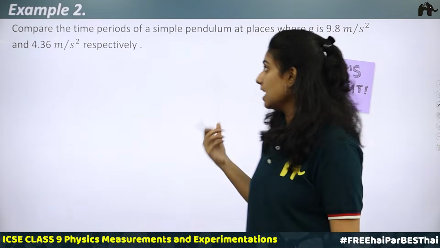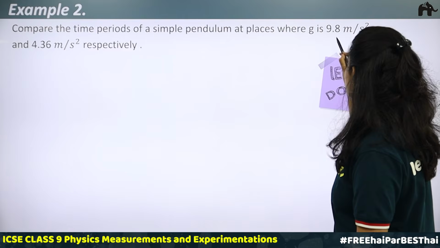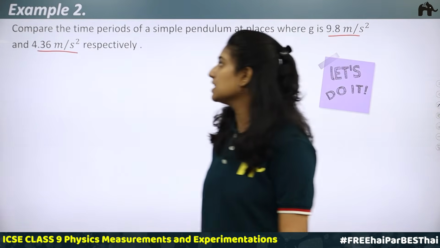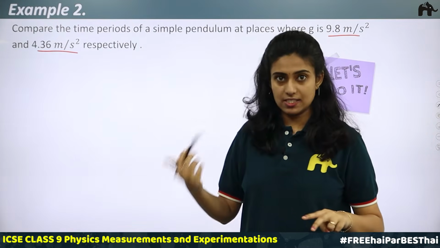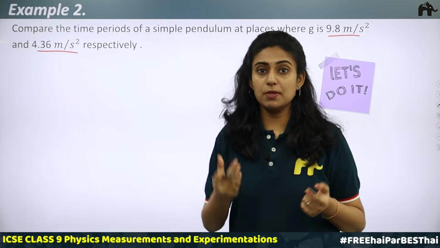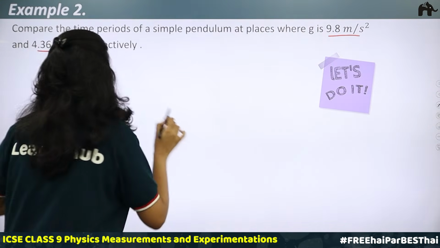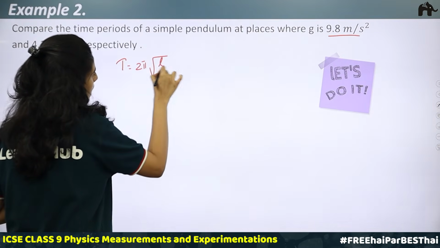Clear? Second example, compare the time periods of a simple pendulum at places where G is 9.8 meter per second square and 4.36 meter per second square respectively. At two different places, the acceleration due to gravity is different and we have to find the time period ratio. Okay, so first when G is equal to 9.8 meter per second square, we know time period T is equal to 2 pi root of L by G.